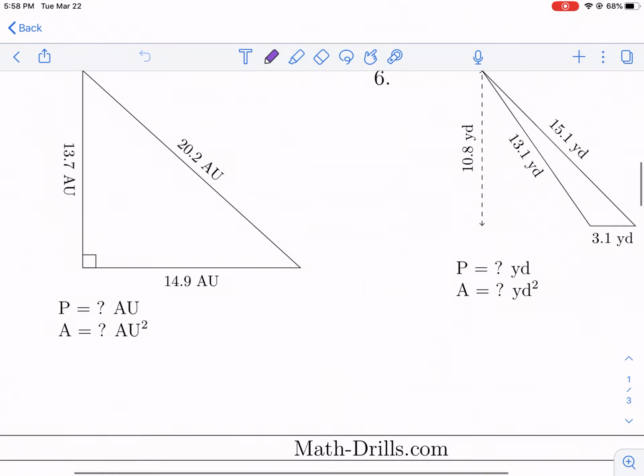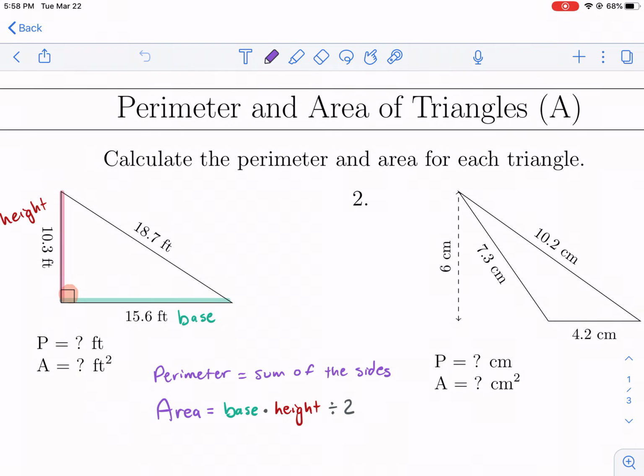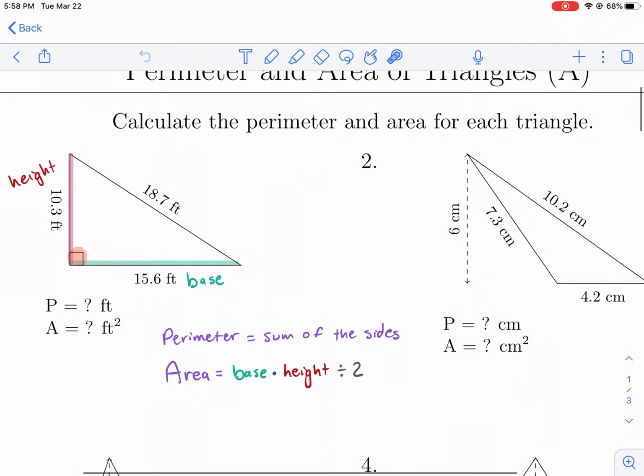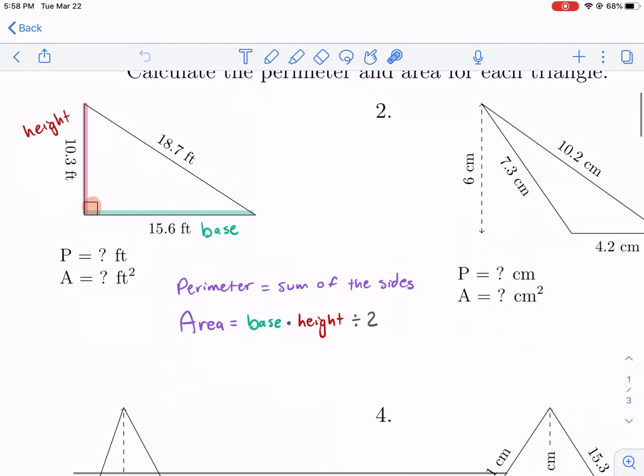Here's the bottom line. We have perimeter, we have area, we have triangles. We need to understand the difference between the two of those, and I'm going to show you it's really not that bad and how to find both of them. Perimeter, we're talking about the sum of the sides. Perimeter is the outside edges of a triangle, okay? Think about a fence. The fence goes a distance around something. So perimeter is around a shape, the distance around.